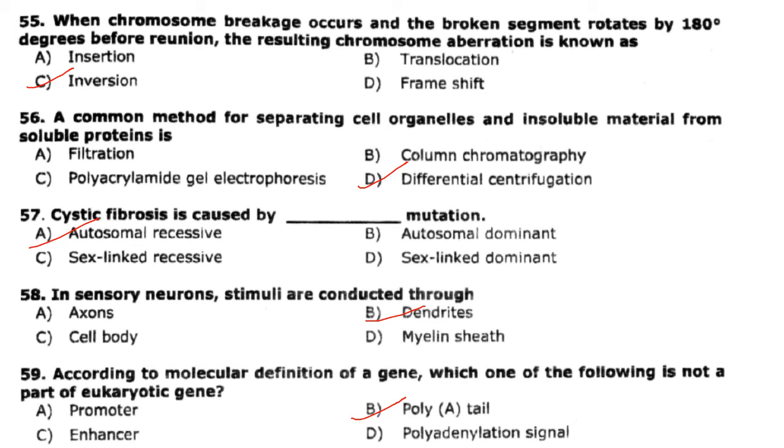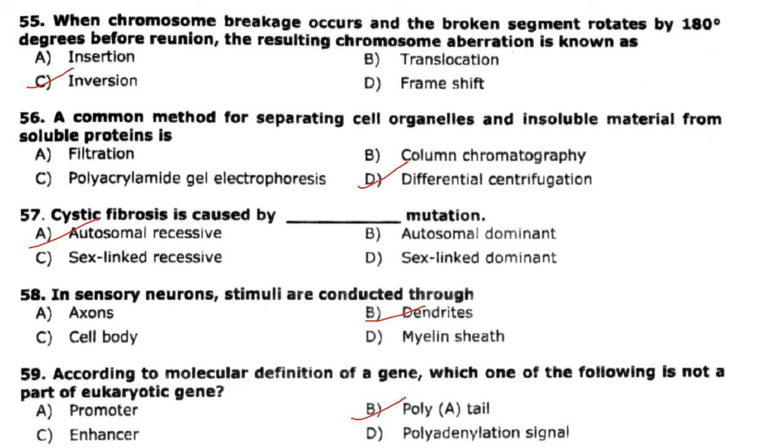Then next, the most common method of separating cell organelles and insoluble material from soluble proteins is called differential centrifugation. Answer is option D. Cystic fibrosis is caused by autosomal recessive mutation. Option A. In sensory neurons, stimuli are conducted through. So in sensory neurons, the stimuli are conducted through dendrites. Answer is option B.